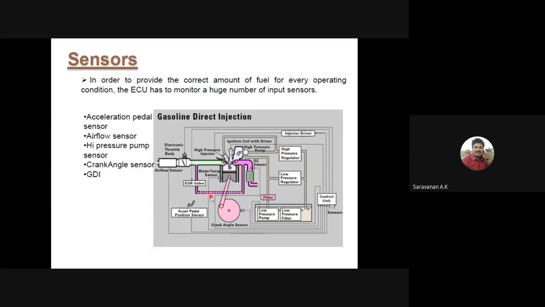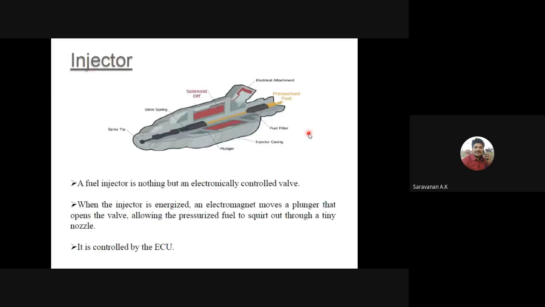So we have plenty of sensors here, right? The ECU unit will get the information from all the sensors and give direction to the injector drive. Then the injector will spray the fuel into the combustion chamber. The injector will be the same for the CRDI engine, right? The same principle applies here also. The injector principle will be the same for the CRDI engine.